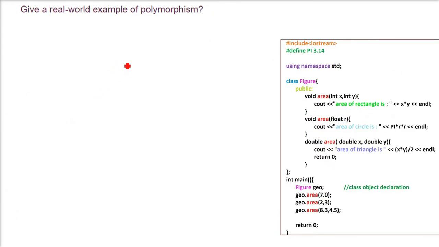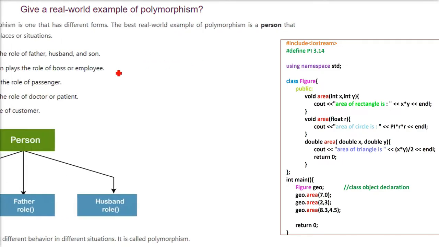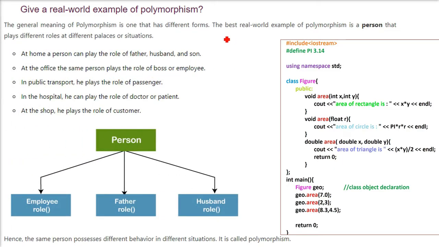Give a real world example of polymorphism. Polymorphism is one phase, different acting. One thing doing different kinds of work. The general meaning of polymorphism is one that has different forms. Just assume a person playing different roles.